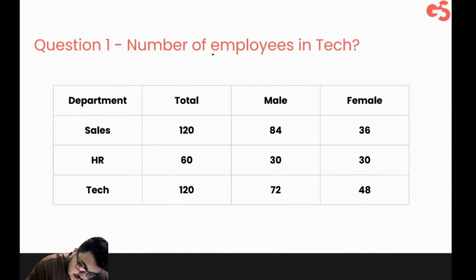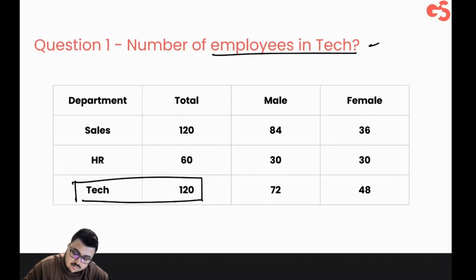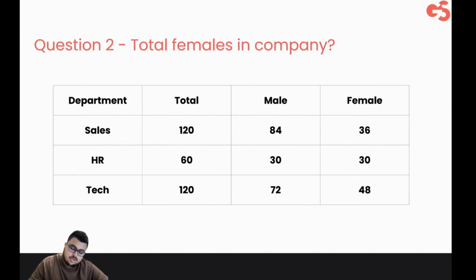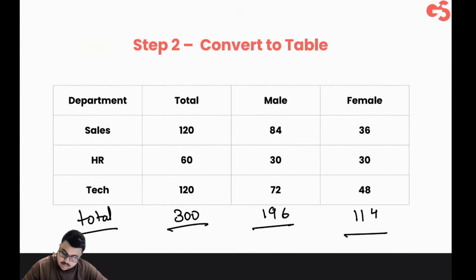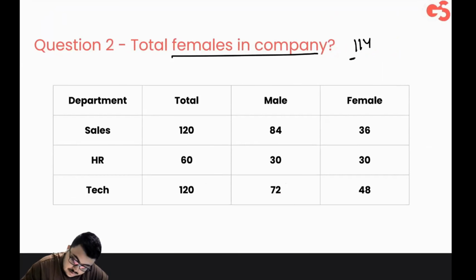So number of employees in tech, we calculated that. So tech total 120. Here, we solved that. Second question, total females in the company. So we did calculate the total in a previous slide, so we can just look at that. As we did, it's 114. That's the answer over here. The total would have been 114.